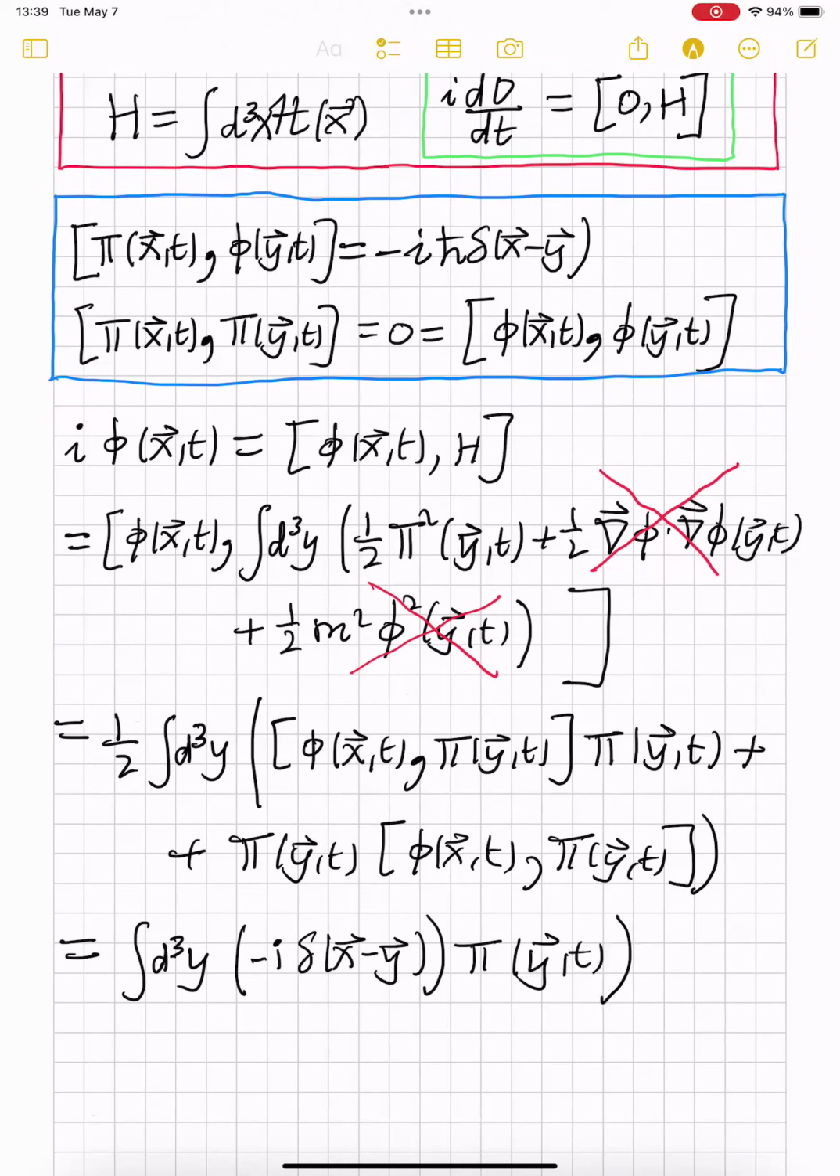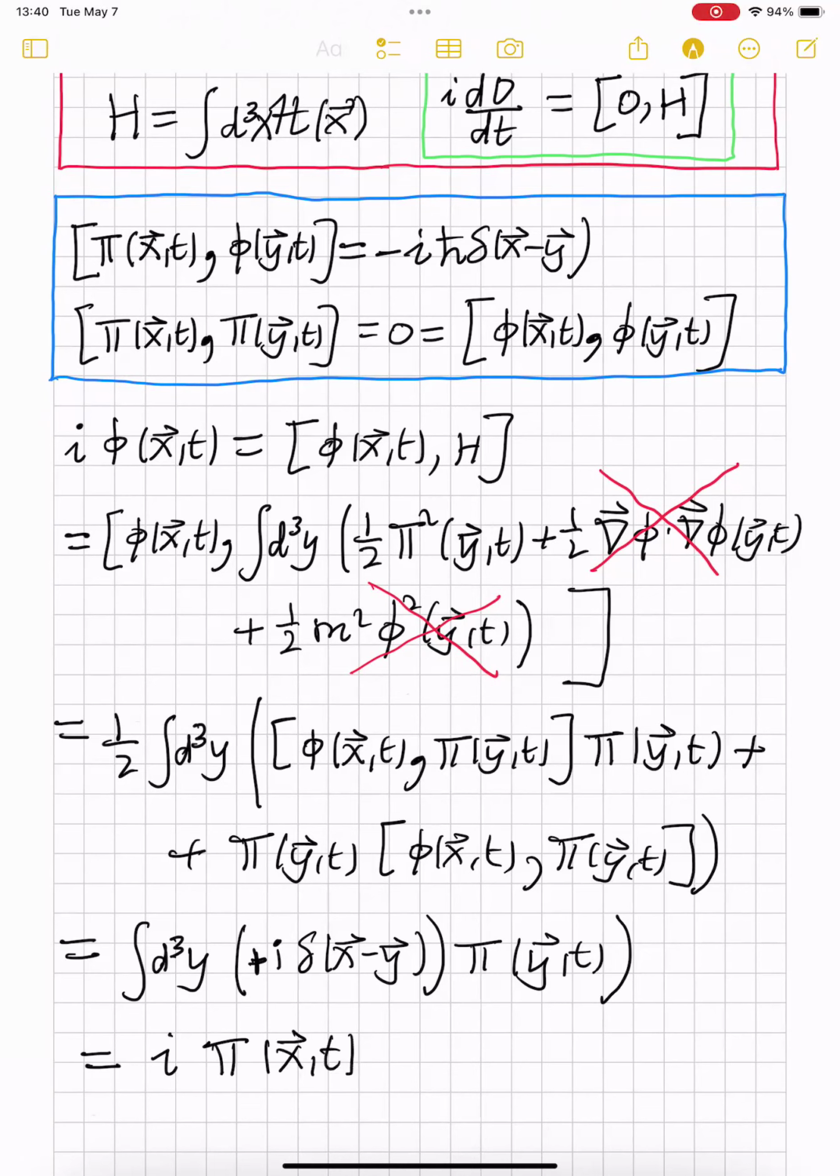Now, the commutator that I want is the commutator between phi and pi. The commutator that I've quoted is the commutator between pi and phi. So to get the phi pi commutator from the pi phi commutator, I need to change the sign. So this sign over here actually needs to be a plus sign. Integrating over the delta function, well, that'll just set y equal to x. So I'll end up getting i times pi of x comma t.